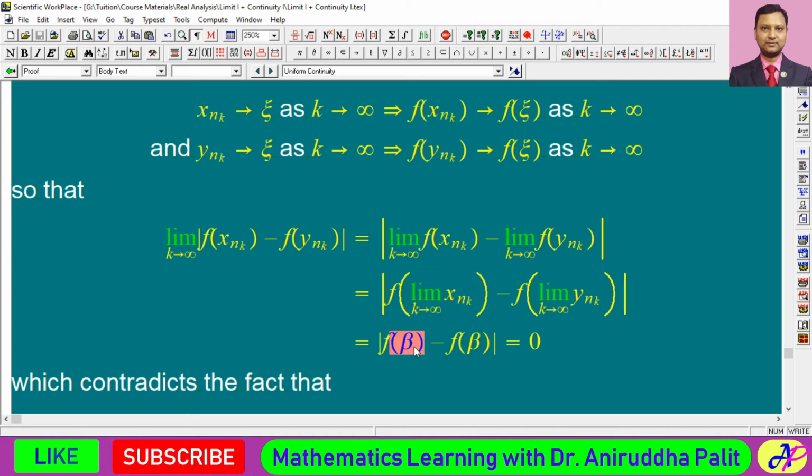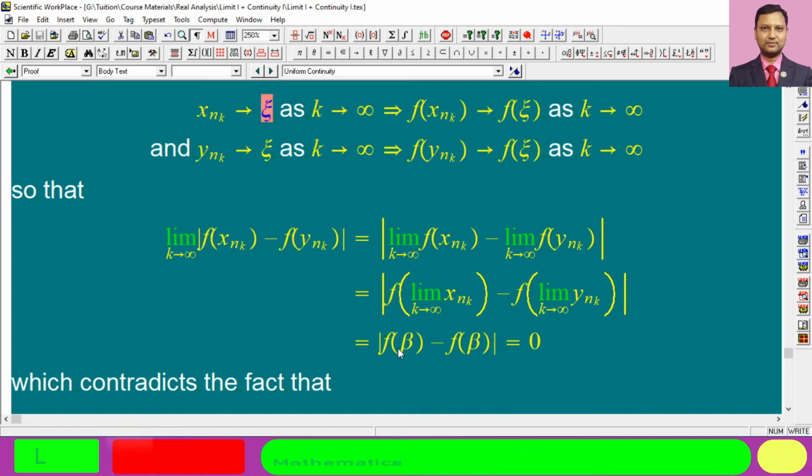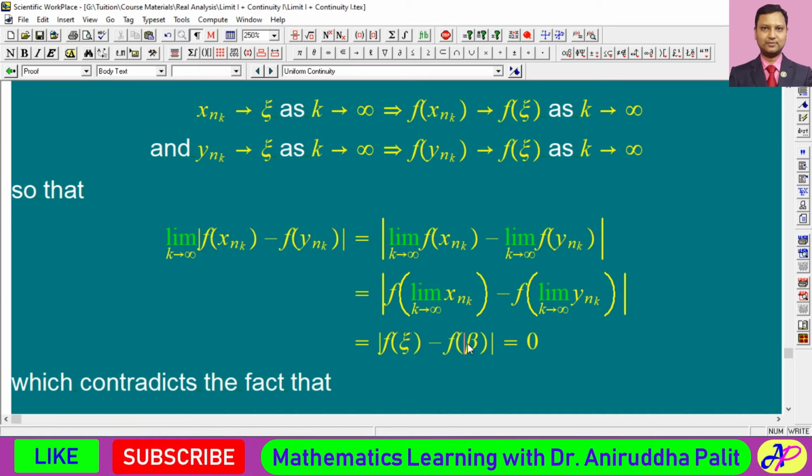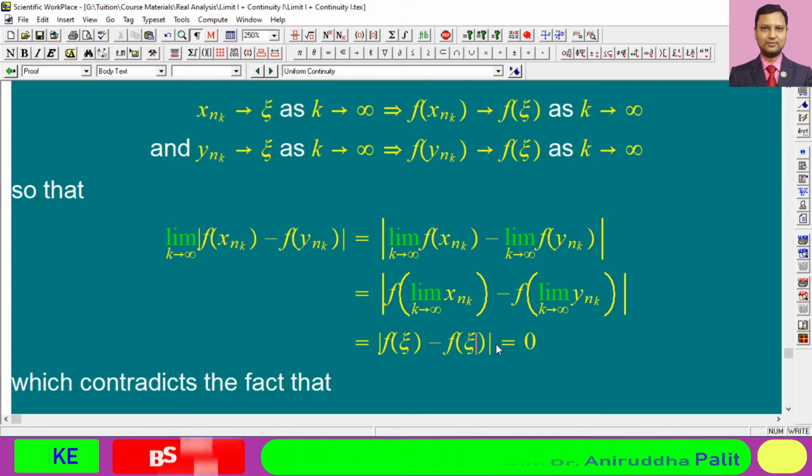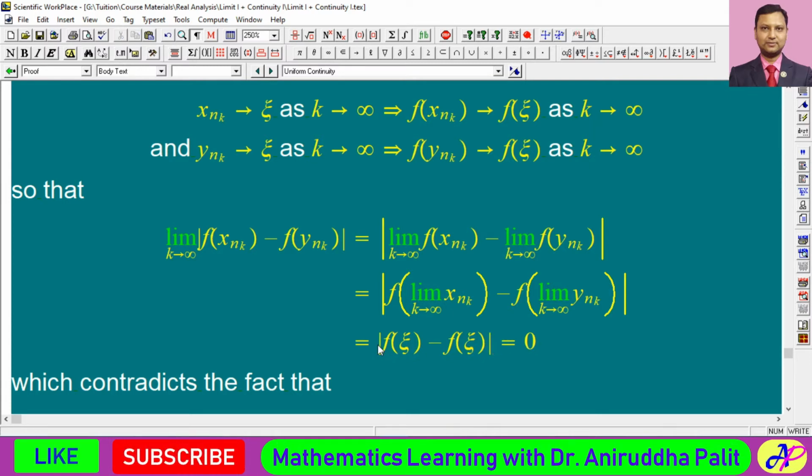Therefore, this is our f of beta. No, this should be our f of xi, not beta. This should be our f of xi, and this should also be our f of xi. So over here, f of xi minus f of xi becomes equal to 0.